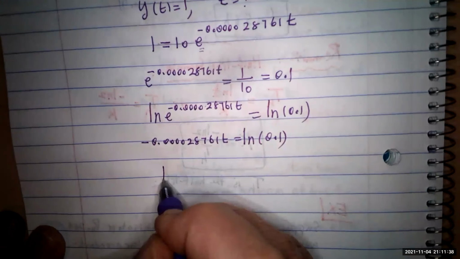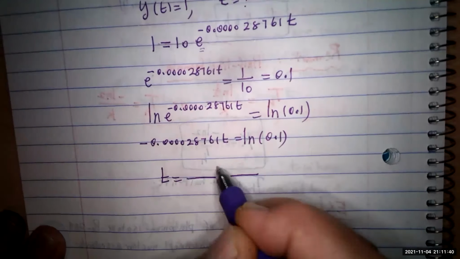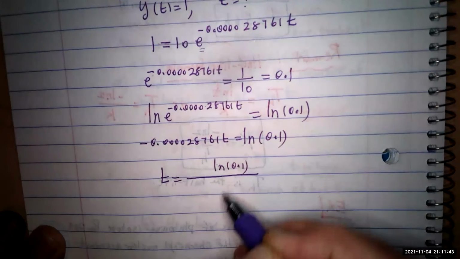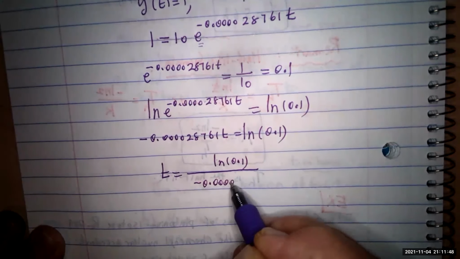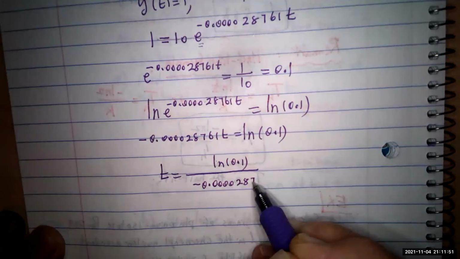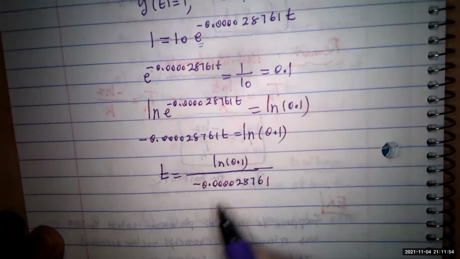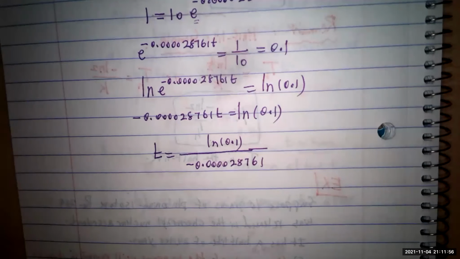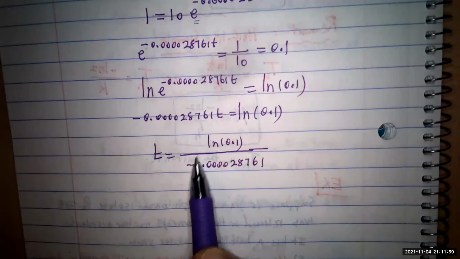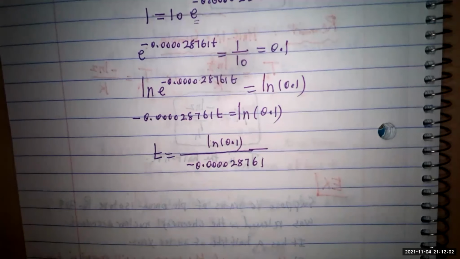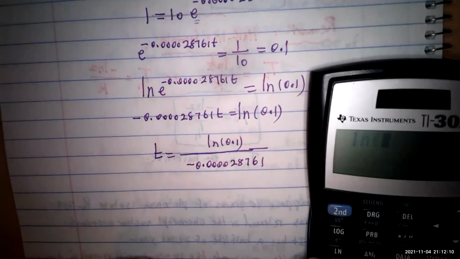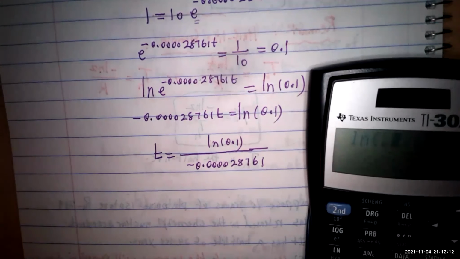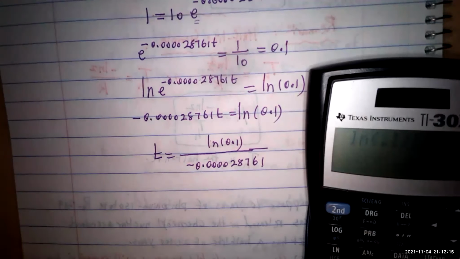So eventually your t would be ln of 0.1 divided by negative 0.1234286761. ln of a number less than 1 is negative, so this negative would be positive. You must be careful, because the time cannot be negative. So we go back again. We need the ln of 0.1.